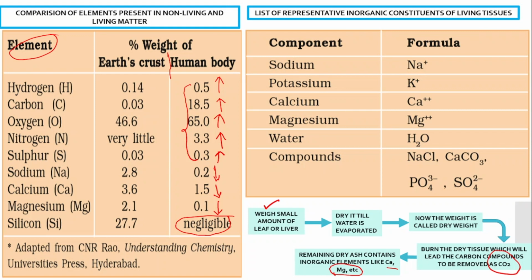So apart from biomolecules, we have inorganic constituents in our body. How do we find that out? By allowing the wet tissue to dry until the water is evaporated, then taking the dry weight of that tissue, then burning it. During burning, the carbon compounds are removed as CO2, and the remaining ash contains inorganic elements like calcium and magnesium, etc.